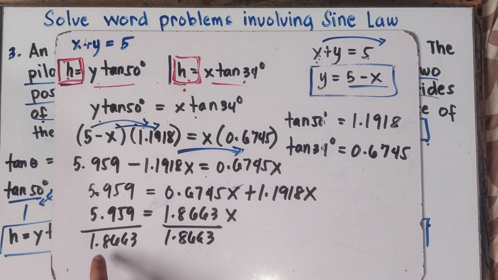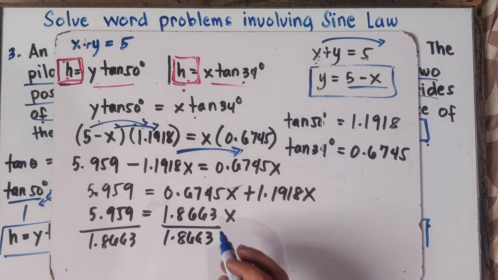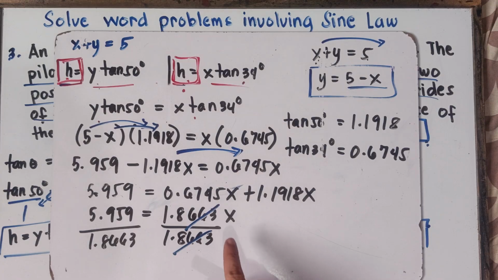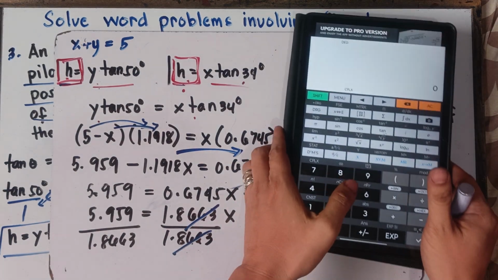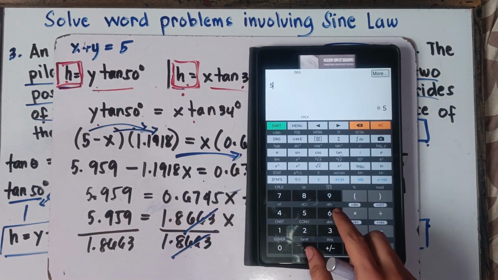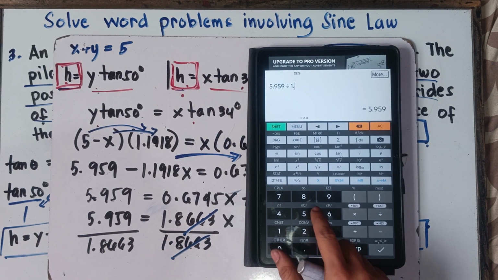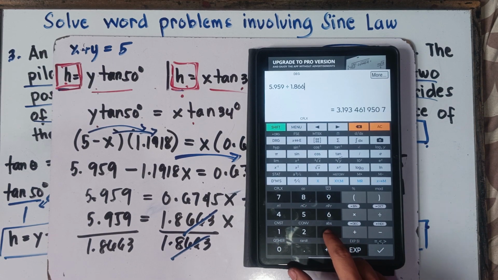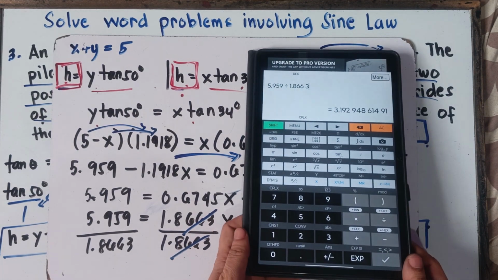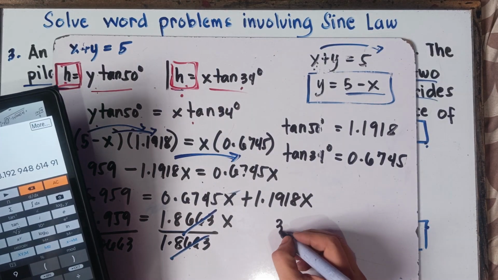Question, sir, why do we need to divide both sides by 1.8663? So that, class, you can cancel this out and the remaining expression will be only x. Alright, divide this one. So 5.959 divided by 1.8663, and the answer, class, is 3.19. X is equal to 3.19.